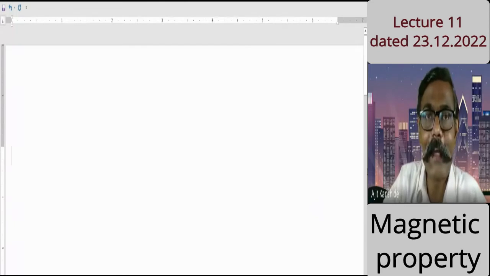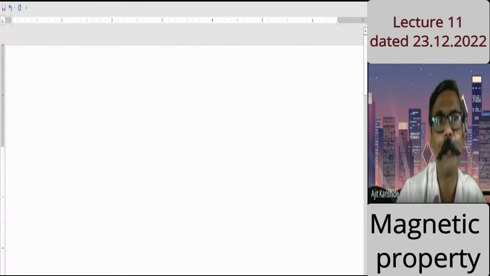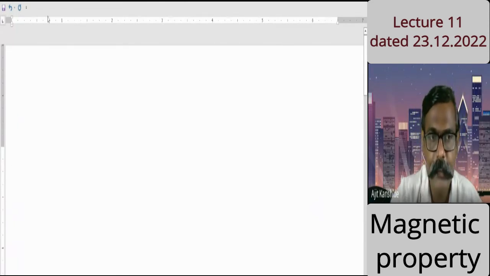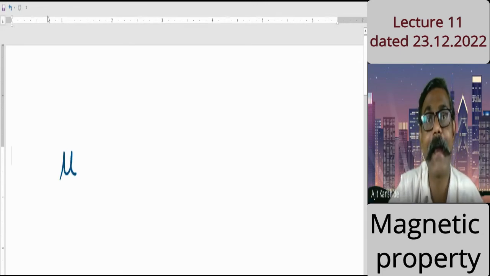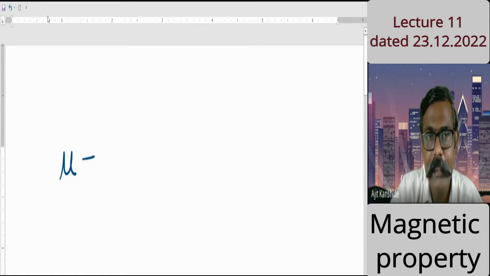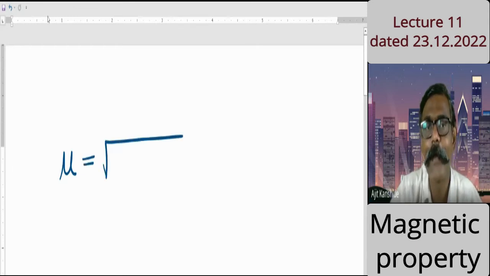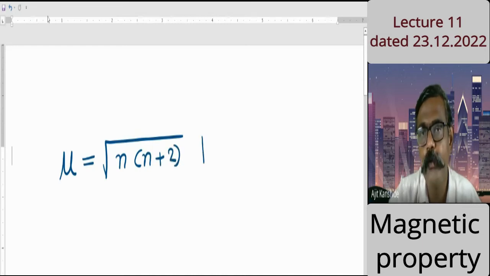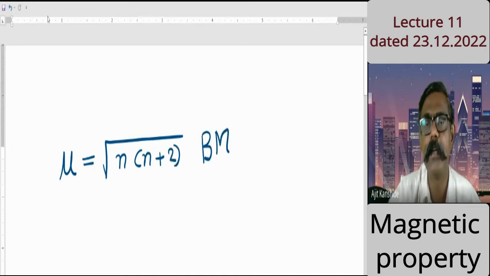Now considering that spin motion, there is one formula. I write that formula first. It's mu, where mu means magnetic moment, magnetism. That mu is equal to the square root of n into n plus 2. And the unit for that magnetic moment is BM.